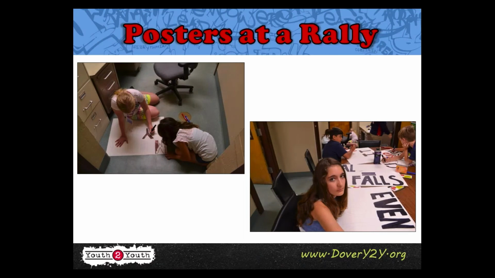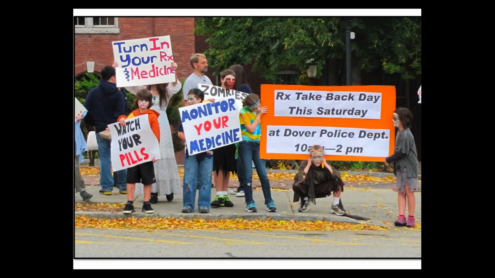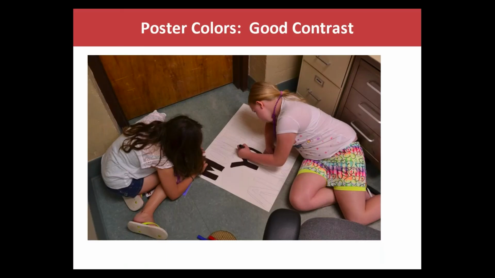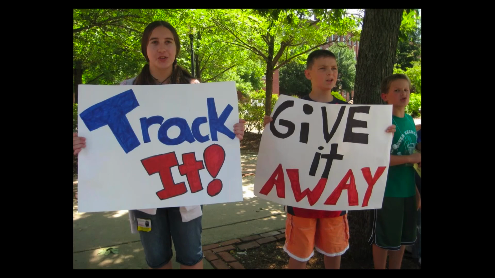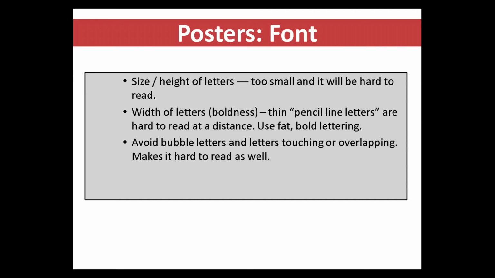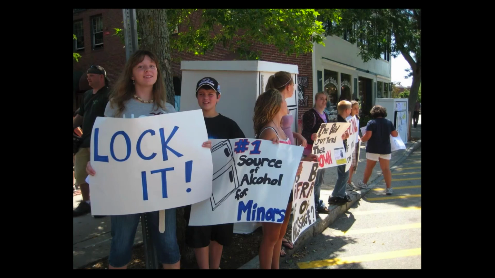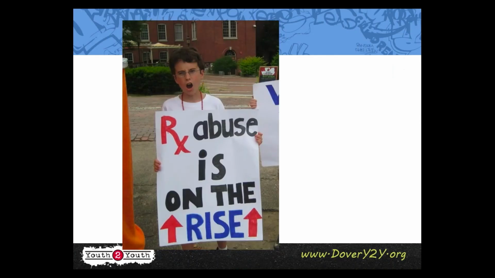We also make posters when we have a rally. We're very careful when we make our posters, and we teach our students the steps to creating a good poster. When you make a poster, you want to make sure the colors have good contrast between the ink and the background. You also want to make sure that you have a large, thick font that has good sized lettering. These are some really good examples up on the PowerPoint. And you want to make sure that the spacing between the letters is good so that people can read them. We try to shy away from bubble lettering because it can be harder to read.